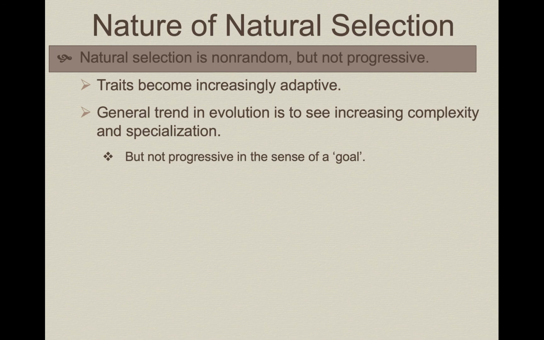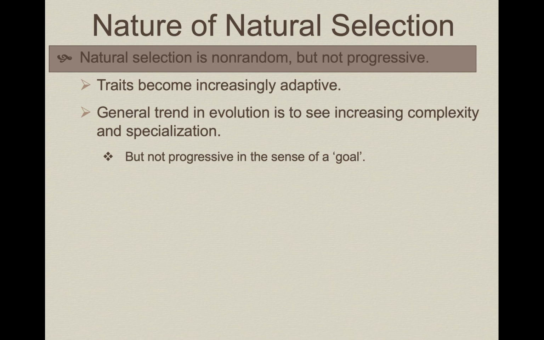So for example, in the bill shape, sometimes the most adaptive situation in some years was to be big bills. In other years, it was to be smaller bills. So natural selection is not progressive in this sense of a goal, like there is one ultimate bill size.